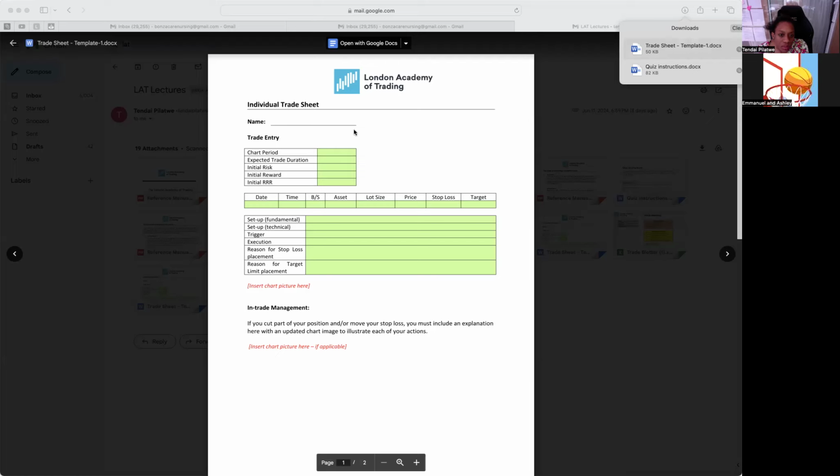So first of all, before we get into any trade, okay, so currently I cannot write anything as it's still in the read-only format. So we save the template as, yes, now I'm able to write. So what I do with this trade sheet, before I do any trade, I write my name on the trade sheet, and then I look at the chart period.